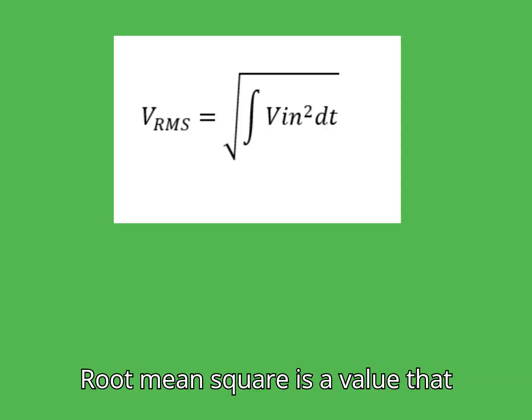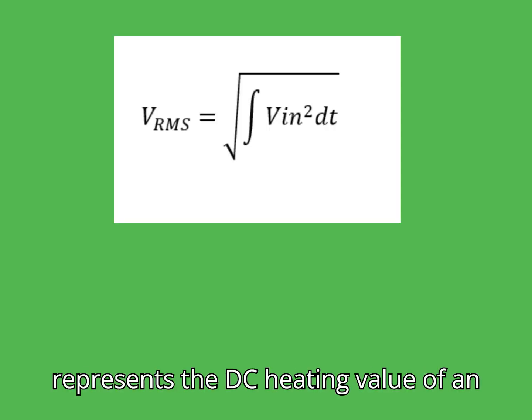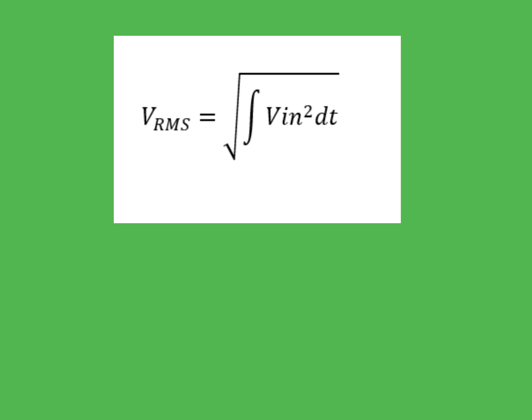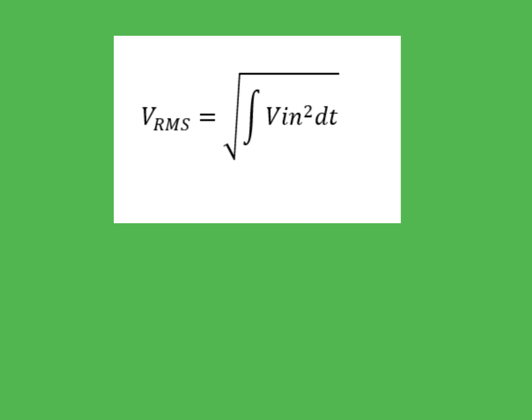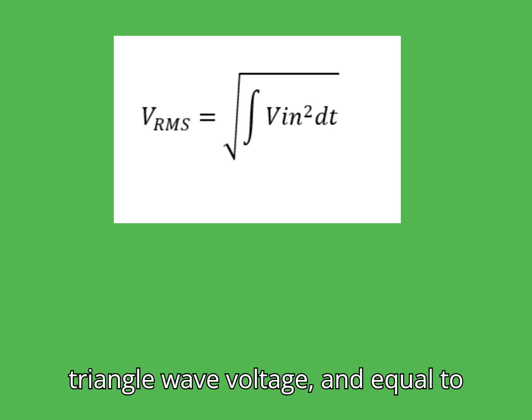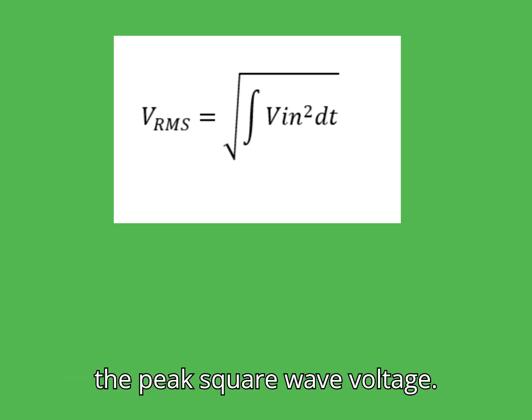Root mean square is a value that represents the DC heating value of an arbitrary voltage. Common RMS values are 0.707 times the peak sine wave voltage, 0.577 times the peak triangle wave voltage, and equal to the peak square wave voltage.